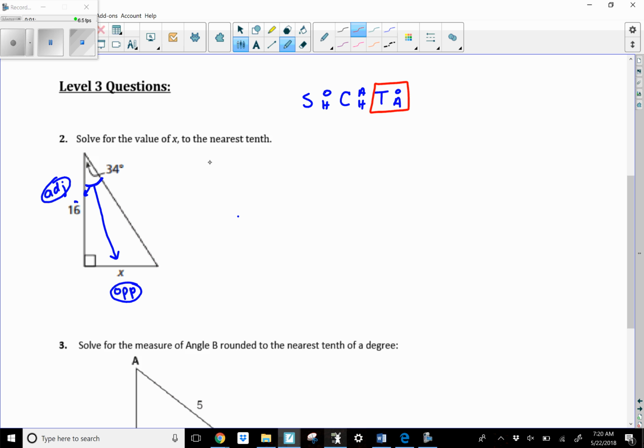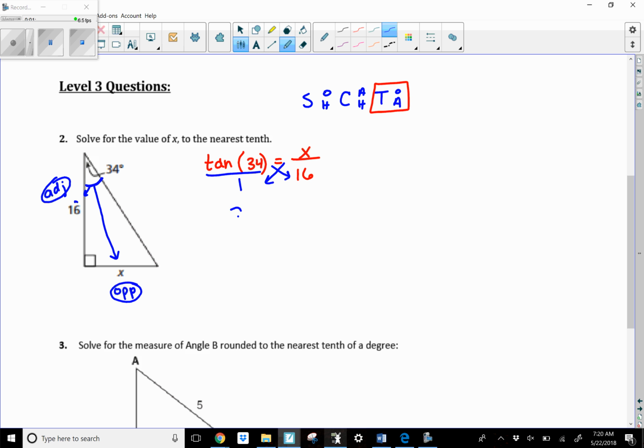So we're going to go ahead and set it up. I'm going to write tangent of, and the angle always goes inside the parentheses, so in this case 34, is equal to opposite, which in this case is x, over the adjacent 16. Since we're solving for a side, we're going to put this side over 1, and we're going to cross multiply.